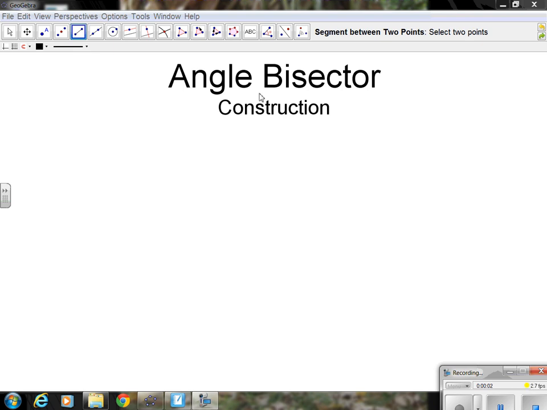Alright, so here we're going to construct an angle bisector, and we have to start off by making an angle. An angle is formed by two rays, but we'll just use line segments because you can do angle bisectors on all sorts of angles, even if they are just in a triangle.